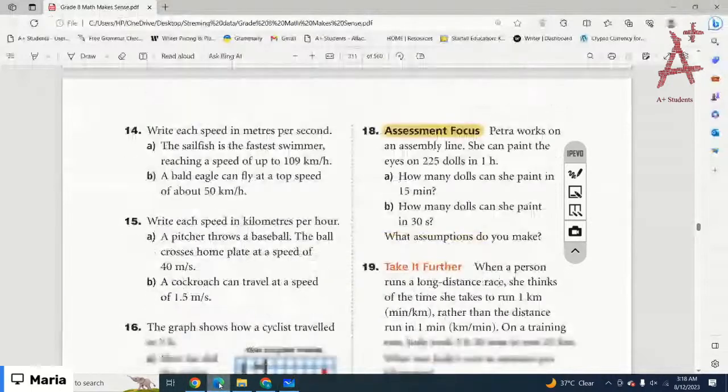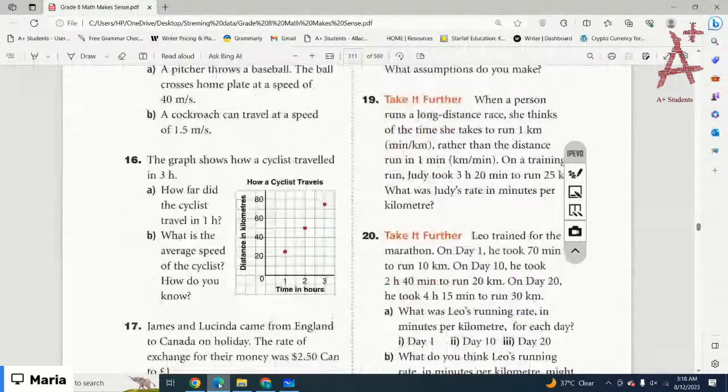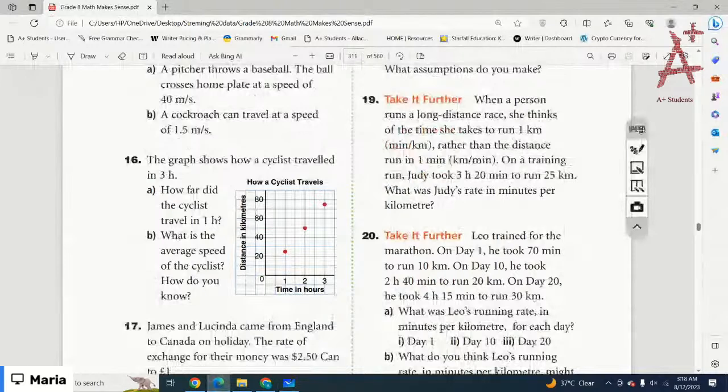Okay, let's start with question number 19. When a person runs a long distance race, she thinks of the time she takes to run 1 kilometer, like minutes per kilometer, rather than the distance run in 1 minute, kilometer per minute. On a training run, Judy took 3 hours 20 minutes to run 25 kilometers.